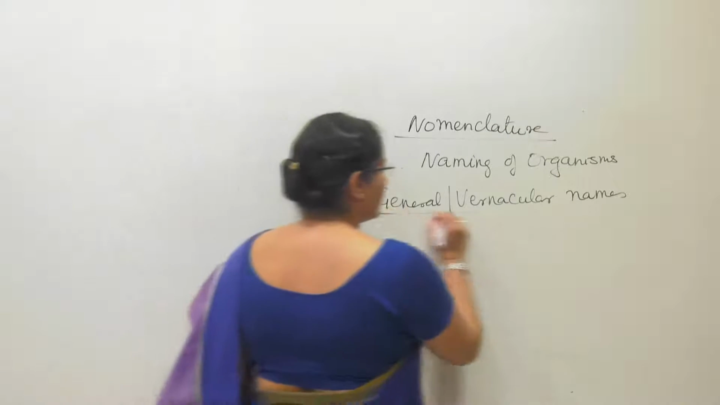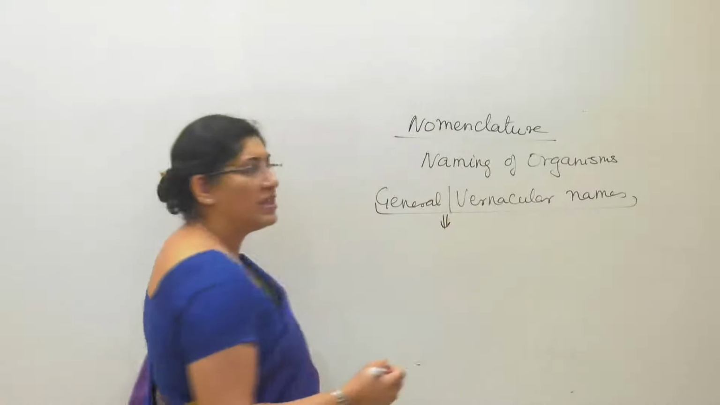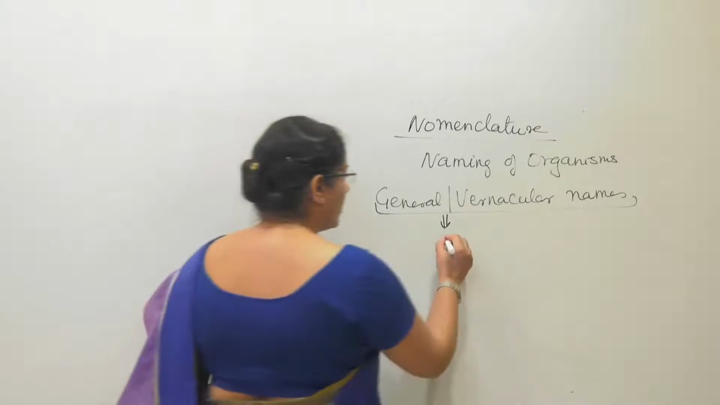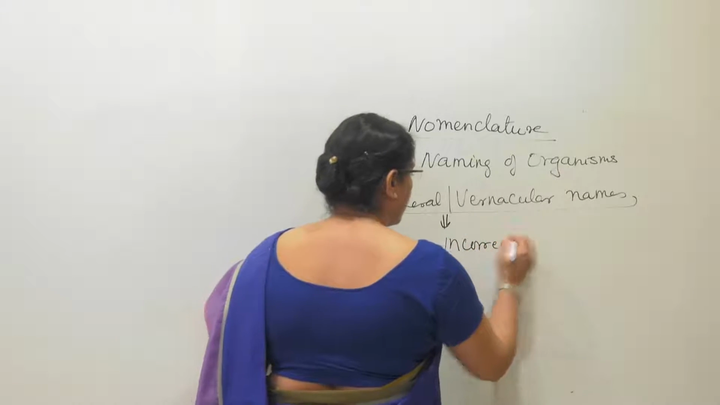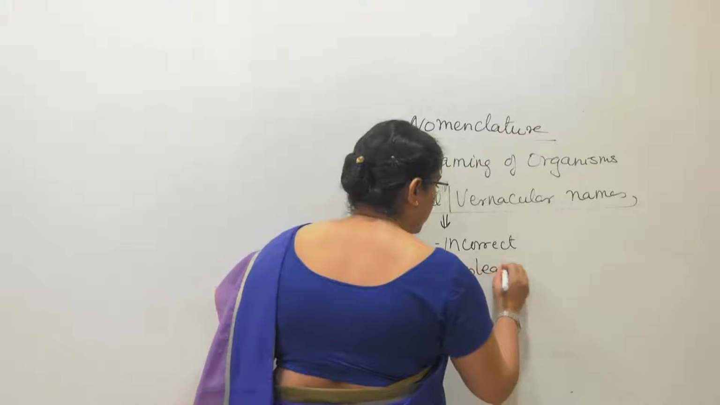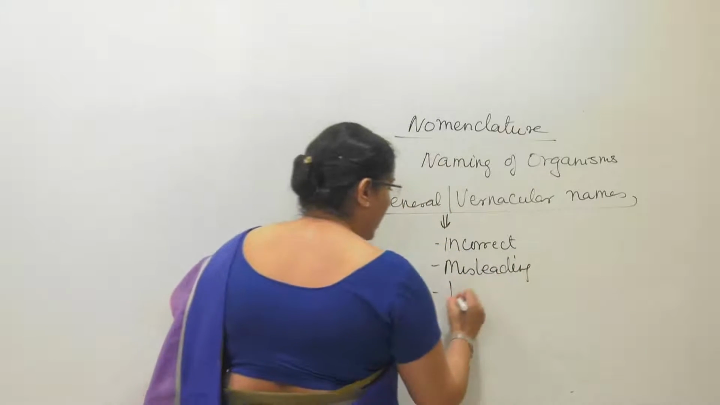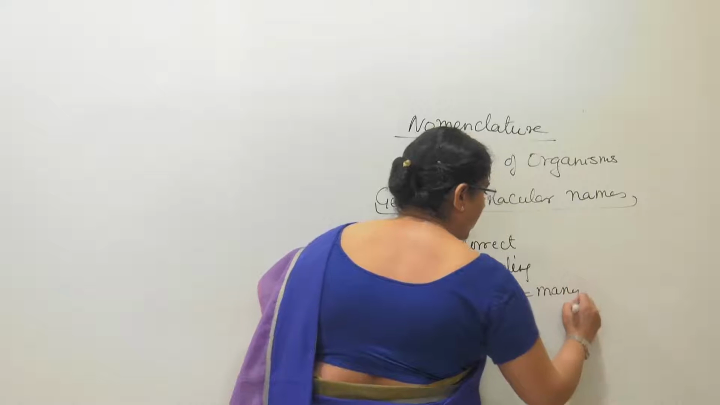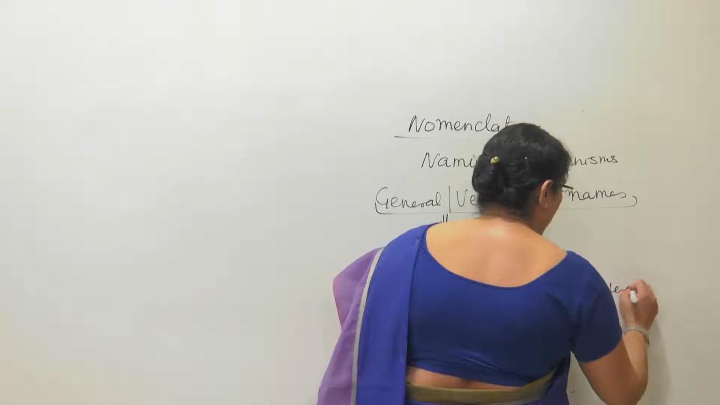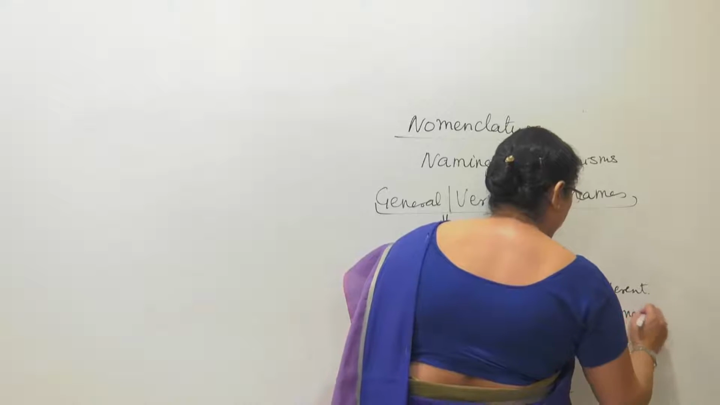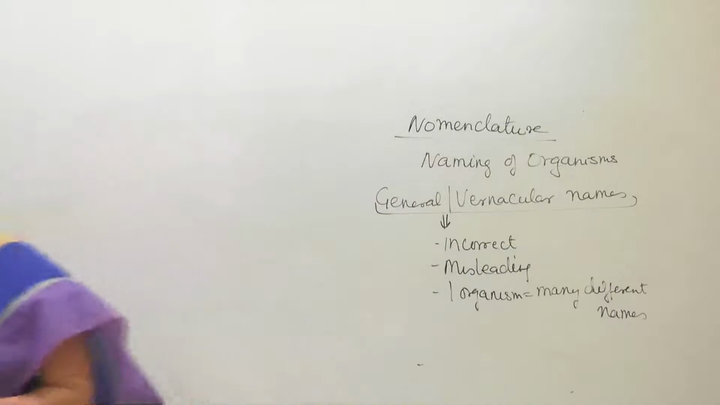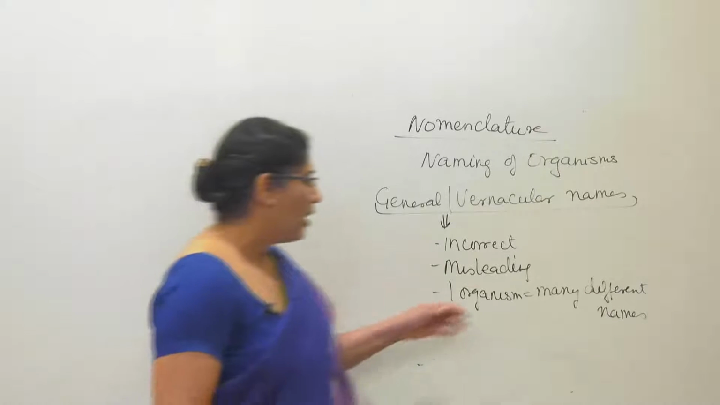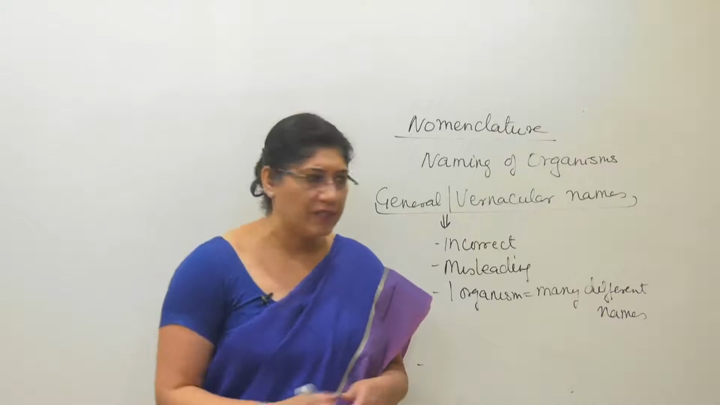But the problem with these names is that these names sometimes have incorrect meaning. They may be misleading. And sometimes one organism may have many different names, whether in same language or different languages. So it becomes difficult to use these names for scientific discussions. Why? Because we will not know actually what we are discussing.